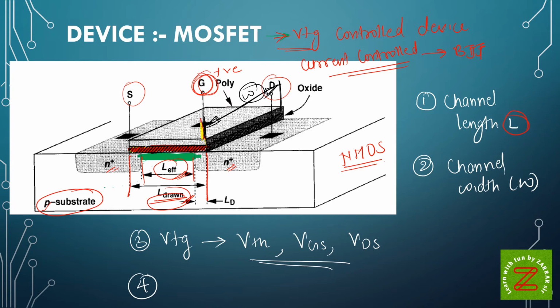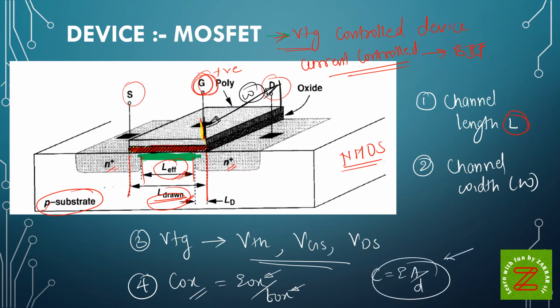This will be COX, oxide capacitance, which is important, and COX is nothing but EOX upon TOX, where EOX is permittivity and TOX is thickness. It comes from C equal to epsilon A by D, which is the basic equation of a capacitor. So you should be aware of four important parameters: channel length, channel width, voltages, and oxide capacitance.